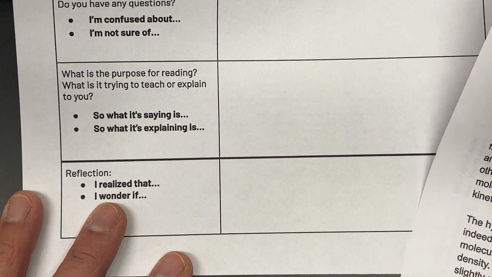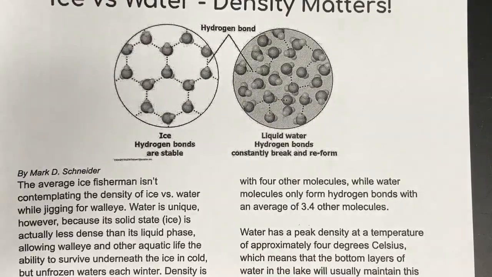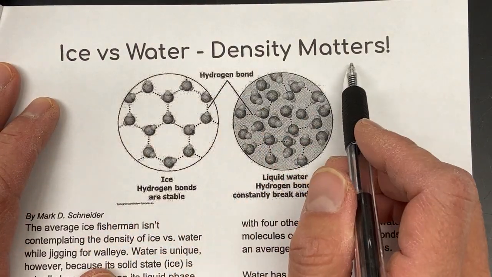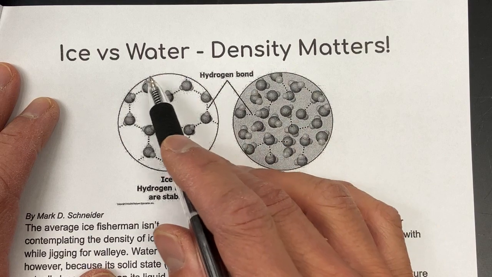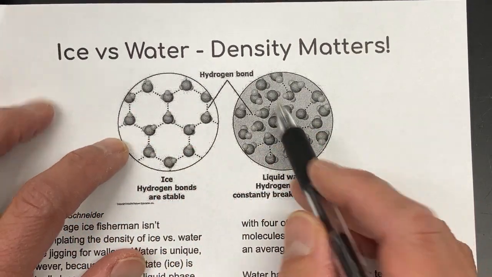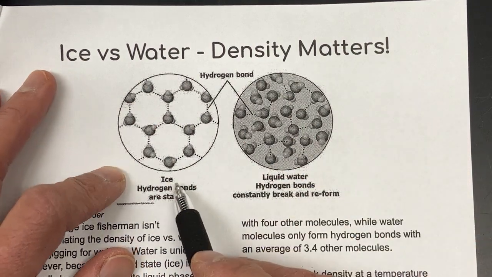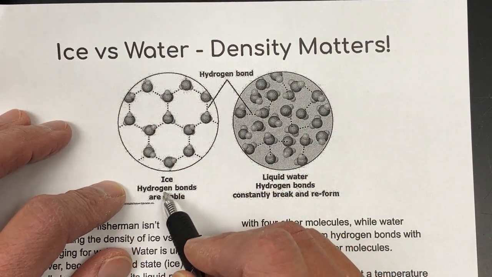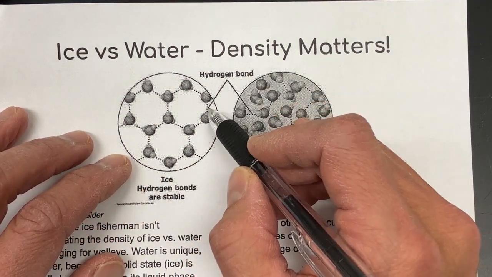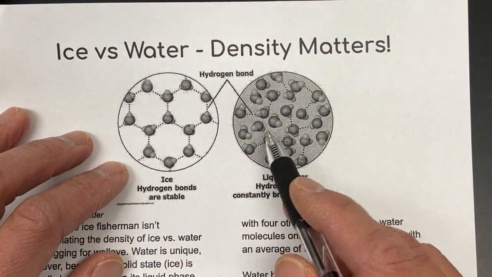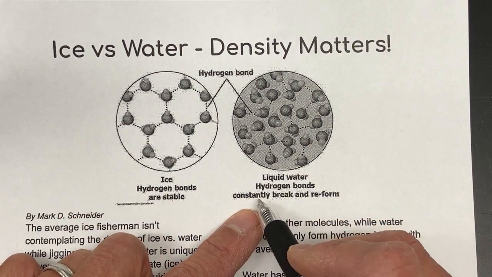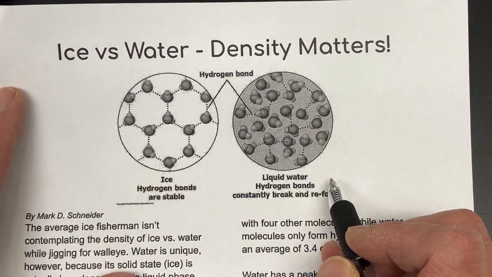Okay, so I'm gonna start looking at the reading. This is our reading here. It's Ice versus Water: Density Matters. And immediately when I look at this title, I can see 2 pictures. I see ice. It says hydrogen bonds are stable. And then it says these are hydrogen bonds. And then this is liquid water. In liquid water, hydrogen bonds constantly break and reform.